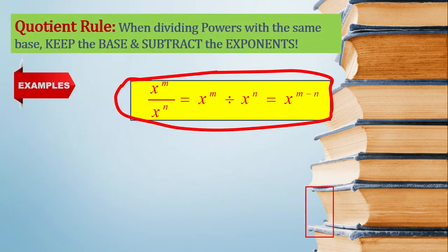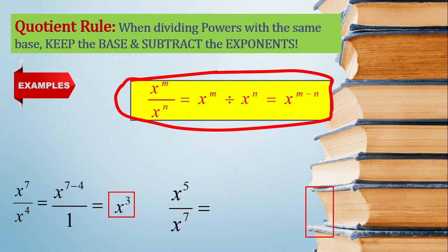Next, quotient naman tayo. When dividing powers with the same base, keep the base and subtract the exponent. So, kapag nagdi-divide daw tayo na magkaparehas ang base, ang gagawin lang natin sa power ay ima-minus. Ang gagawin natin sa power ay we need to subtract. Example, x raised to 7 over x raised to 4. We copy the base at ma-minus natin ang exponent. 7 minus 4, ang sagot ay x raised to 3.